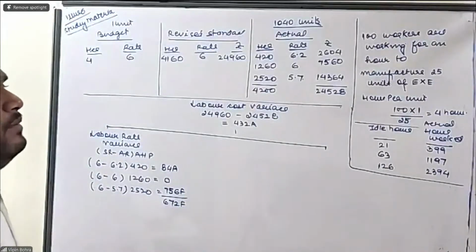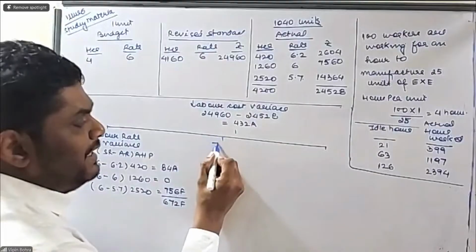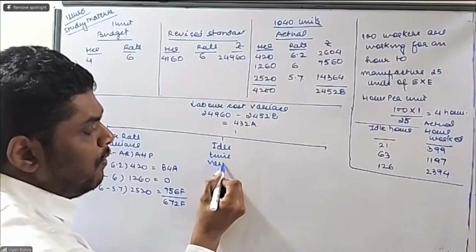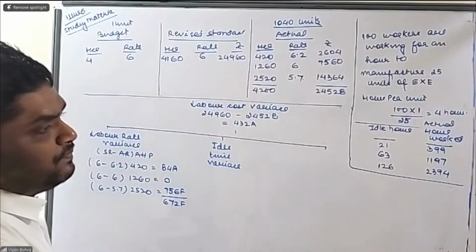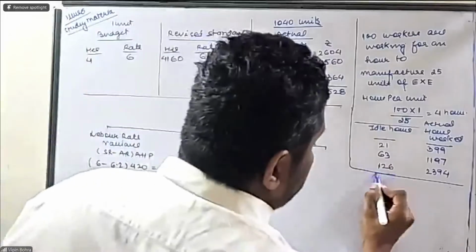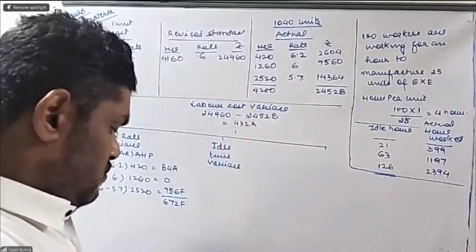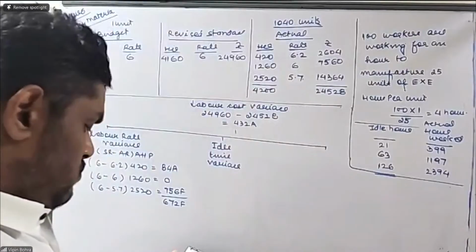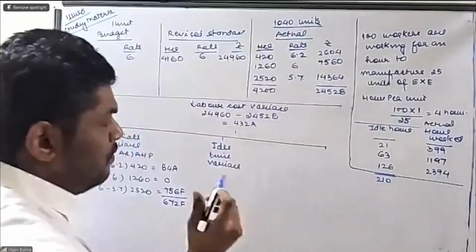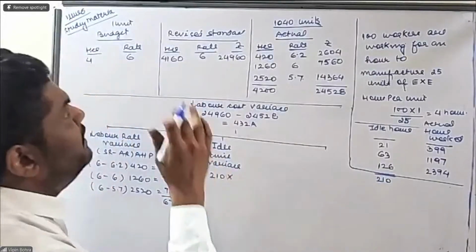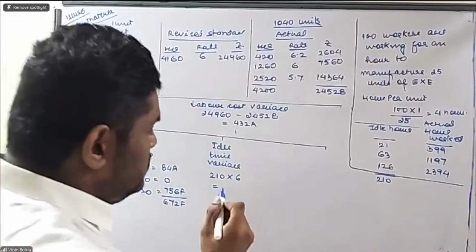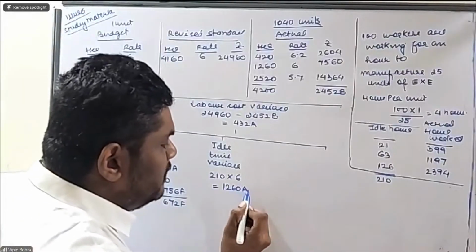Since we are not calculating material mix, so better calculate idle time variance also. So the total idle time is how much? Idle hours into standard rate, that is 6. So this will be 1260 adverse.